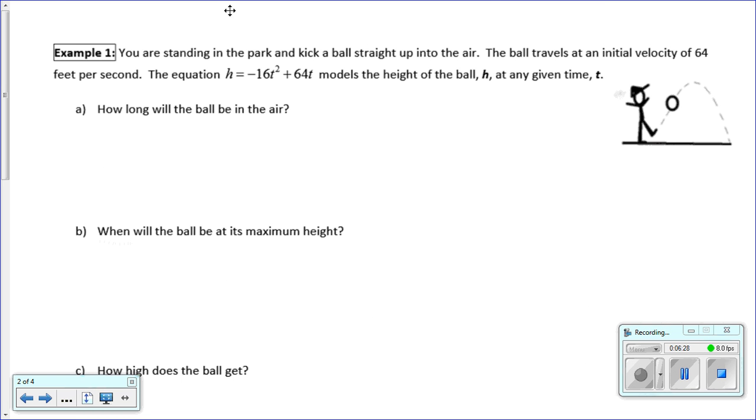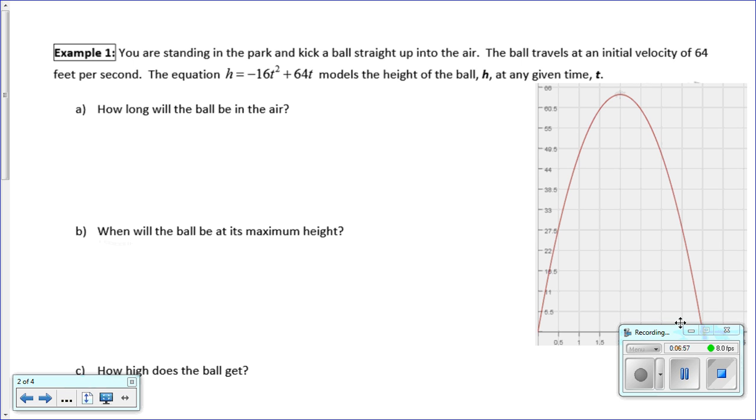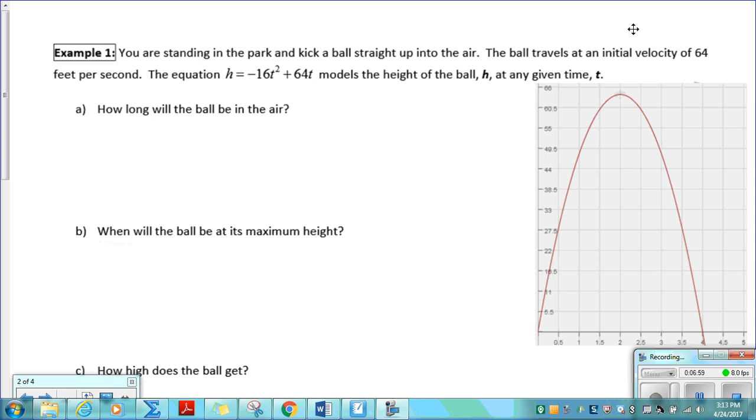Example 1, you're standing at the park and you kick the ball straight up in the air. The ball travels at an initial velocity of 64 feet per second. It's just showing you why it's in there. The equation is h equals negative 16t squared plus 64t. So here h is representing your y and t is your x. And the height of the ball, h, is in feet because we're talking about feet per second, and the time is in seconds. So here's a very crude picture of it, but here's a better graph of it. Okay? So you can see the actual thing.